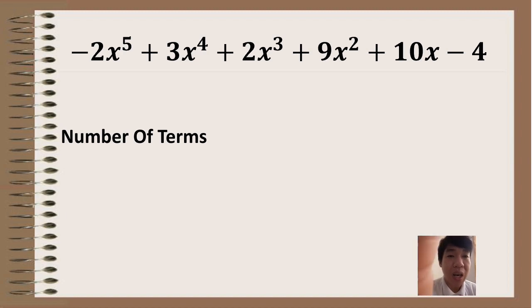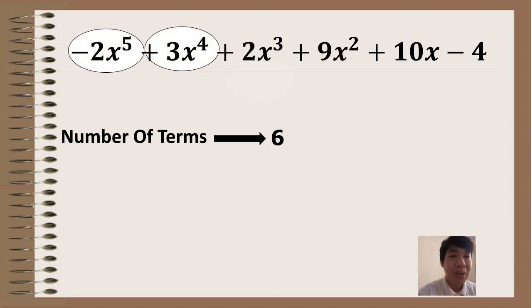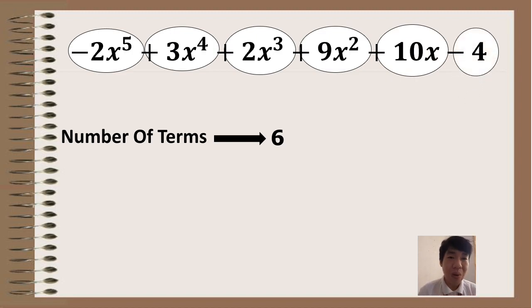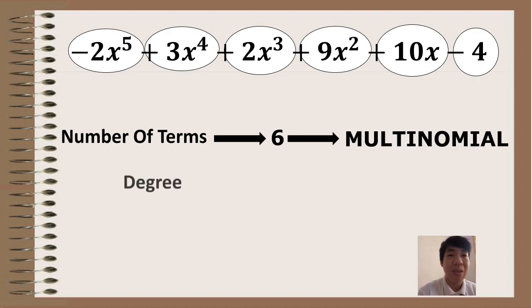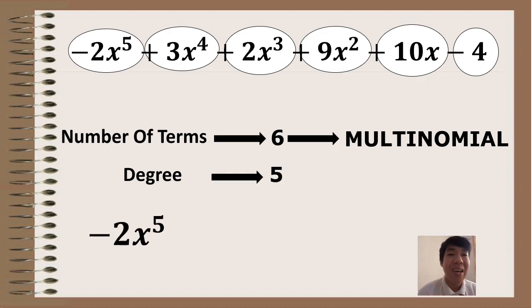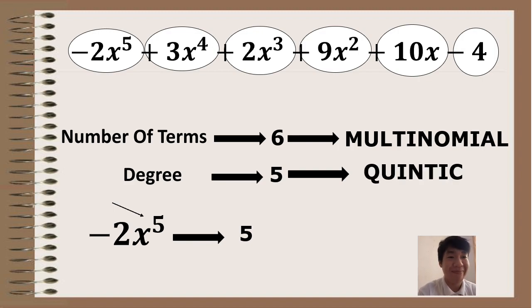We have the number of terms 6: 1, 2, 3, 4, 5, and 6. So, if the number of terms is 6, we classify it according to number of terms as multinomial. And we have a degree of 5. In the first term, we have the highest exponent, which is 5 in negative 2x raised to 5. So, we classify it according to degree as quintic.